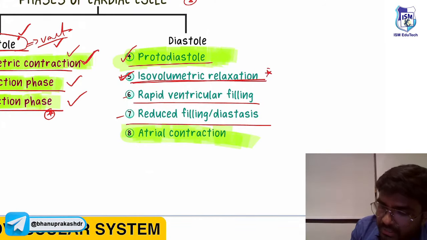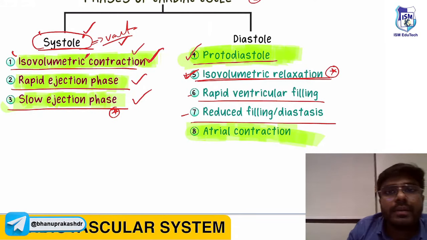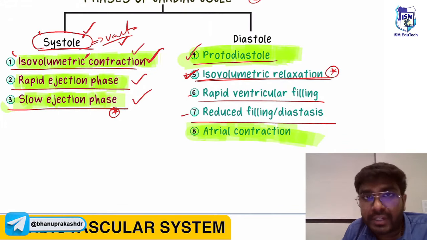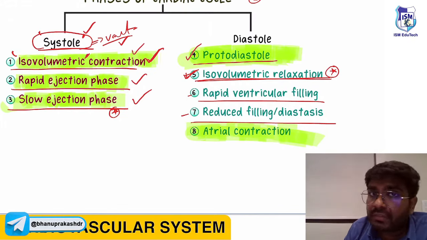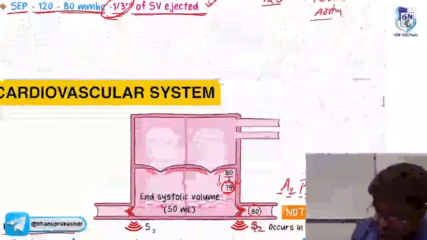Isovolumetric relaxation. Whenever you hear the word isovolumetric, it means all valves are closed. Nothing is coming into the ventricles, nothing is going out of the ventricles. So all valves are in a closed state. So what is this isovolumetric relaxation?